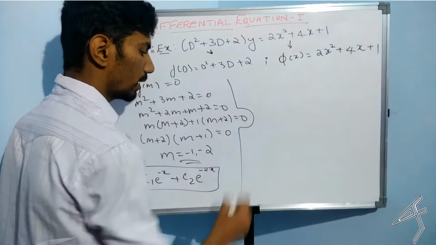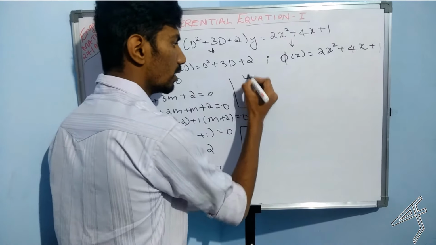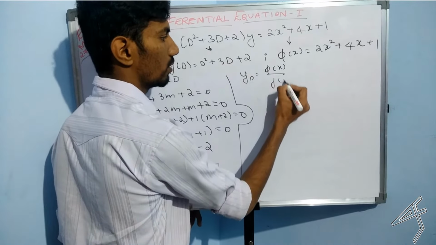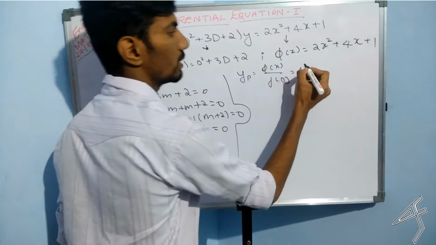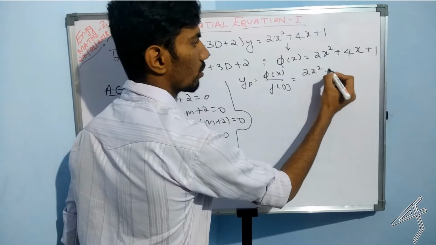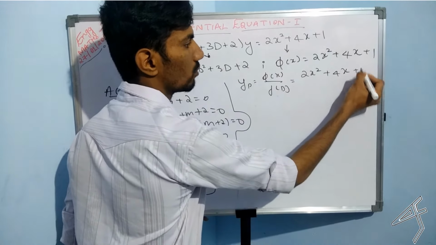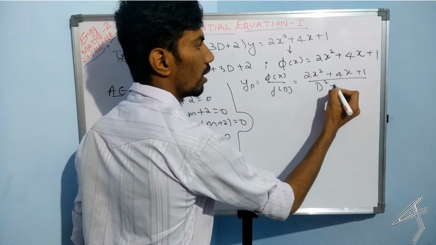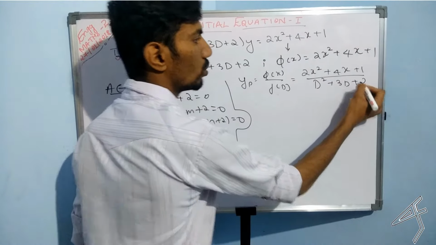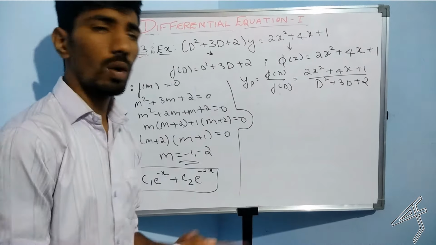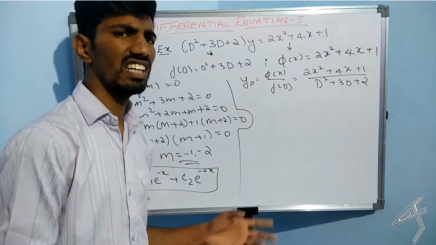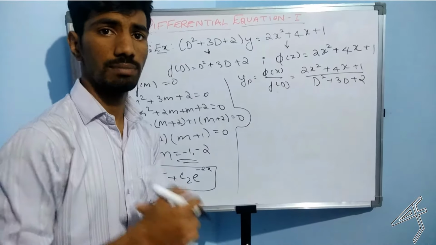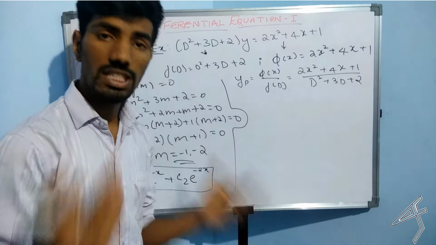Now our aim is to find the particular integral, that is yp, which is given by phi of x divided by f of d. What is our phi of x? This is our phi of x, 2x square plus 4x plus 1, divided by f of d, which is given here, that is d square plus 3d plus 2. So this is our yp. As I said, here there is no need to replace anything in d square, nothing. So we should directly do this by using the normal division method.